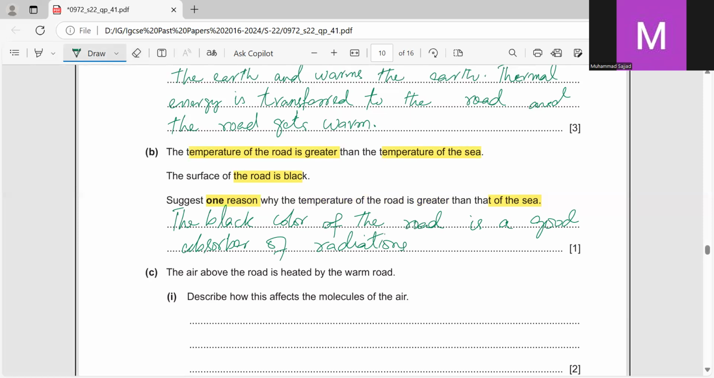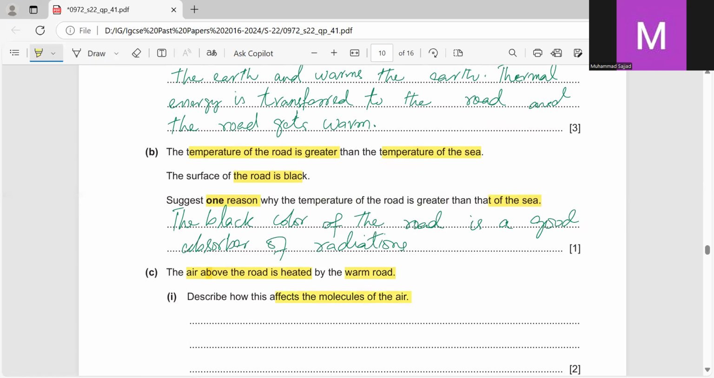Then the air above the road is heated by the warm road. Describe how this affects the molecules of the air. Now, very common mistake by the student that the molecules of the air, they expand. They absorb heat and they expand it. Please remember, molecules of the air, molecules of the solids, molecules of the liquids, they never grow bigger on heating and they never get shorter on cooling. So the molecules, they stay the same size. So what is happening? They gain energy, they gain kinetic energy and move faster.